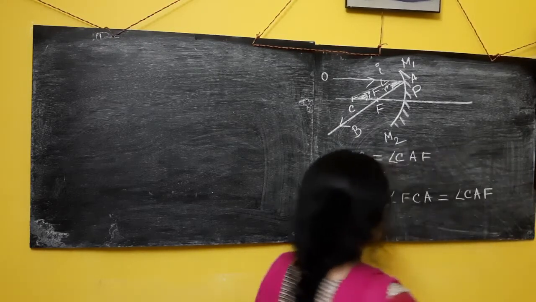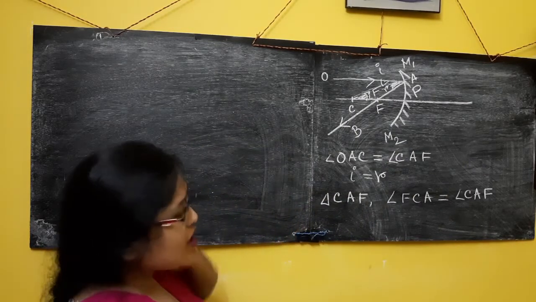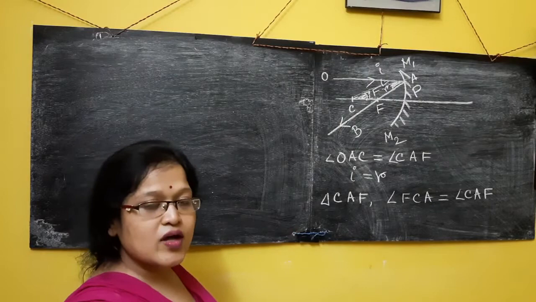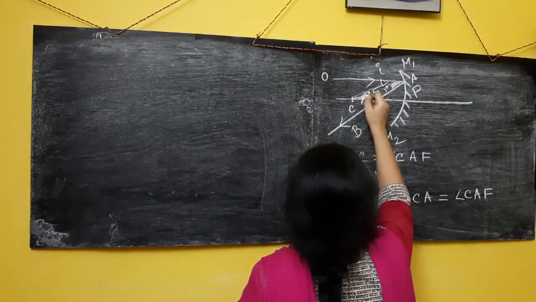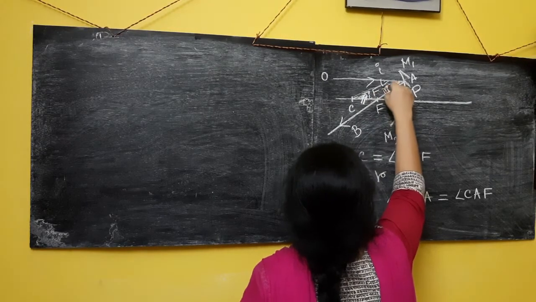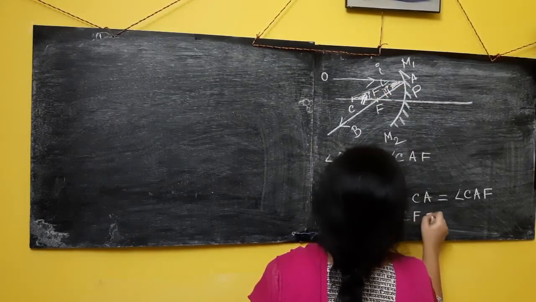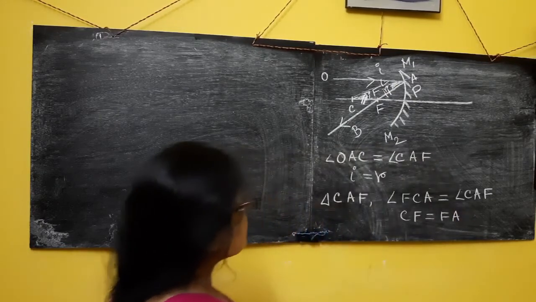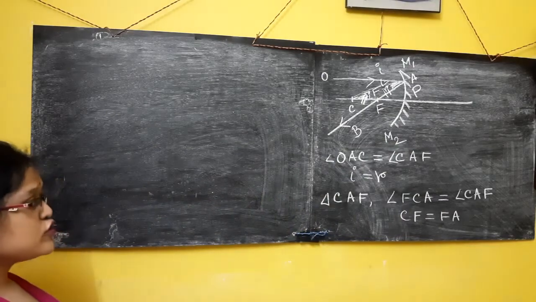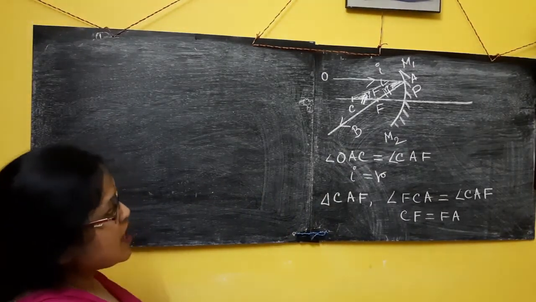Now, by the property of triangles, what do I know? I know that if two angles of a triangle are equal, then their opposite sides are equal. So for this triangle, this side is exactly equal to this side. Therefore I can write CF equals FA. I can easily write CF equals FA. No confusion.